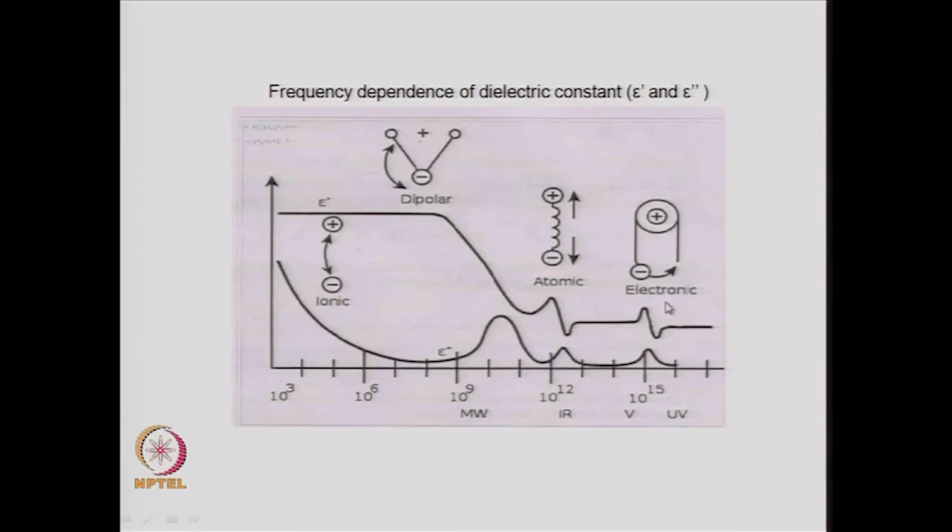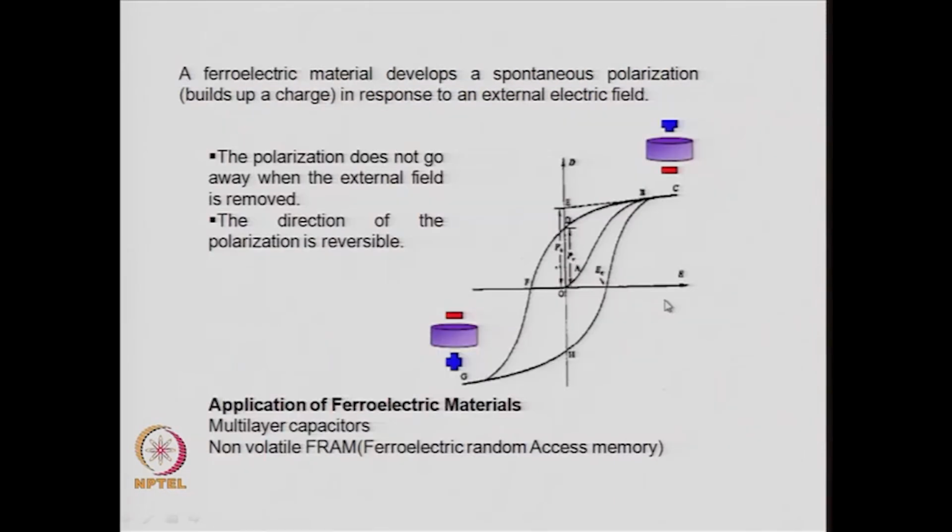contribution to the polarizability, and the electronic contribution is at high frequencies in the range of 10 to the power 15 hertz, which lies between the visible and UV region, and that is the high frequency region. So, you have different mechanisms for the normal dielectric materials.